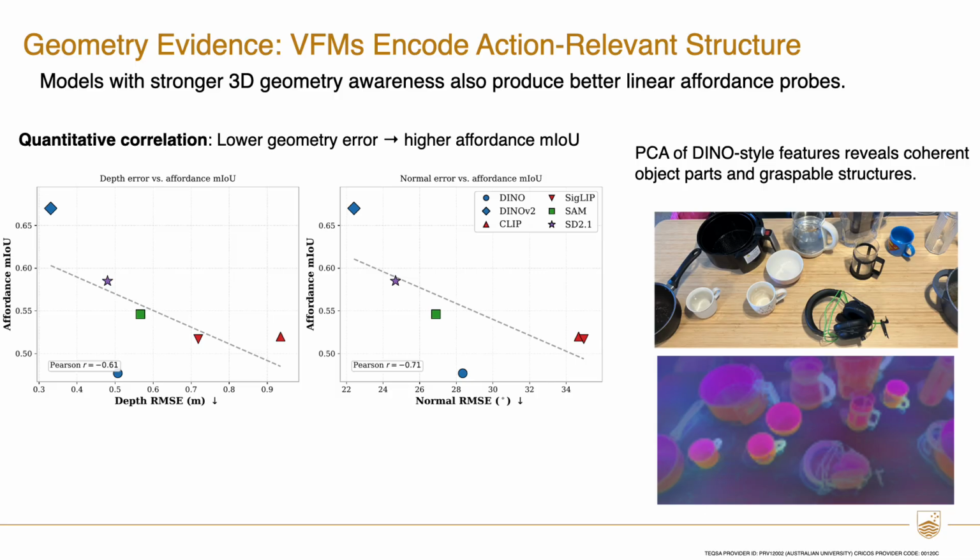On the right, we show a qualitative example. Dino-style features reveal coherent object parts and a graspable structure. This suggests that the visual foundation model already separates action-relevant geometry before any affordance supervision. So, geometry provides a special substrate for affordance reasoning.